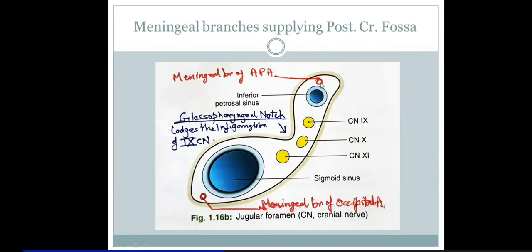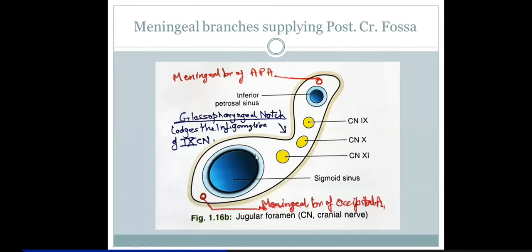And remember, there was this meningeal branch from the ascending pharyngeal artery. It enters the posterior cranial fossa through the anterior portion of the jugular foramen. Then the middle portion of the jugular foramen provides an exit for the 9th, 10th, and 11th cranial nerves, right? The 12th, where does it come from? It is in the posterior cranial fossa, but the 12th emerges through the anterior condylar canal, the hypoglossal canal. So the 9th, 10th and 11th pass out through the middle portion of the jugular foramen.